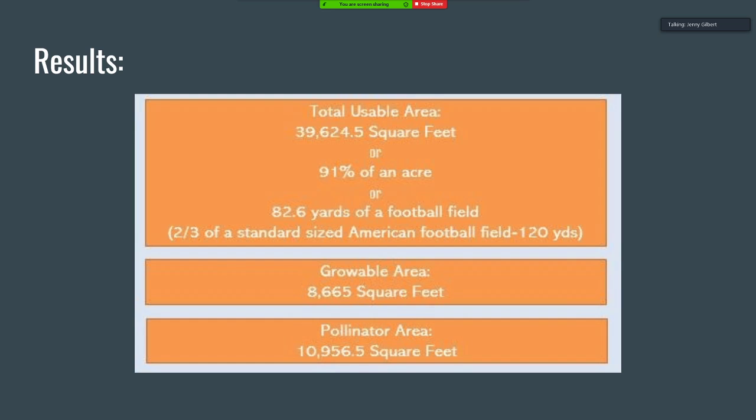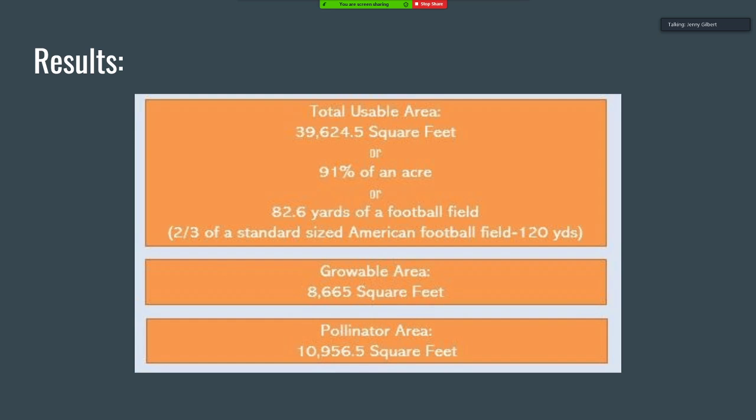And so that's just another way to visualize it, that the amount of land within the Hawley Hamlet is 2/3 of a standard size American football field. So that is quite a bit of land, and that is more land than Tim had previously estimated. So this is a much more accurate depiction.